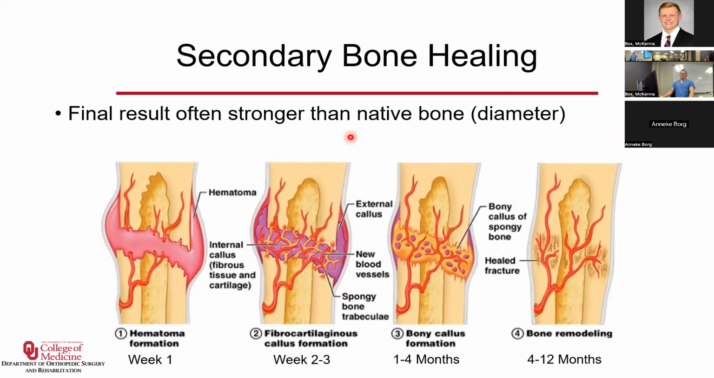And in the end, this final result is usually stronger than the native bone, mainly because the callus is going to increase the diameter of the bone, and with the increase in diameter comes an increase in strength.